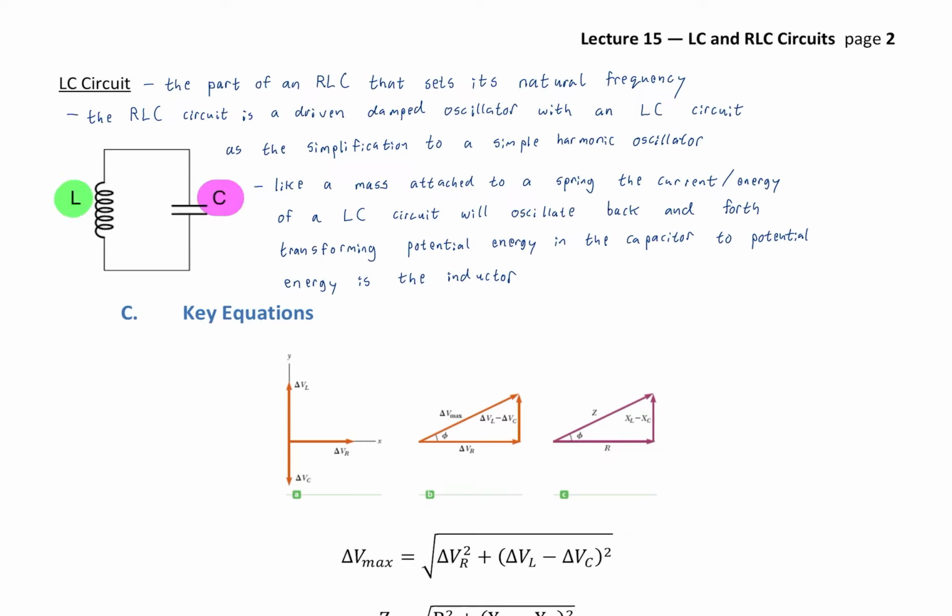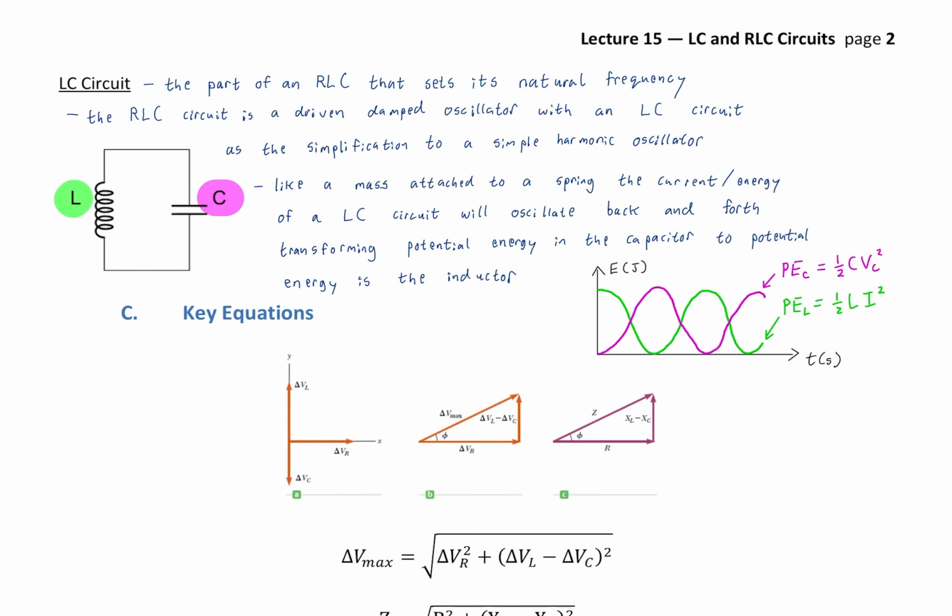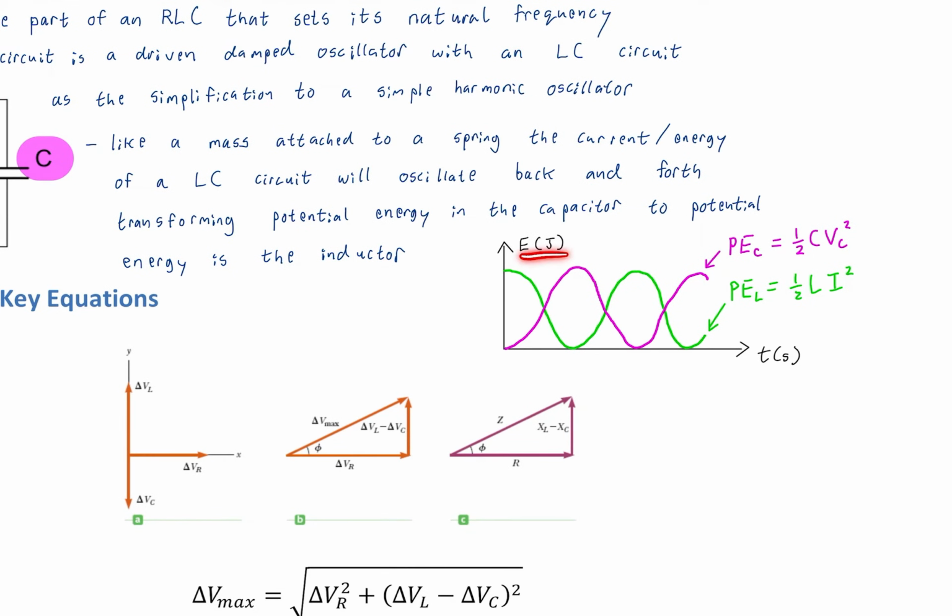And if we think about that energy transfer, then we can color code the inductor and its energy as green and the capacitor as pink. Take a look at this graph, which shows the total energy in the system is unchanging. So the total energy remains constant. There's no loss of energy to, say, heat. And we just have an oscillation between the potential energy of the capacitor, expressed here as one half the capacitance times the voltage across the capacitor squared, one of the ways to express potential energy stored in the capacitor.